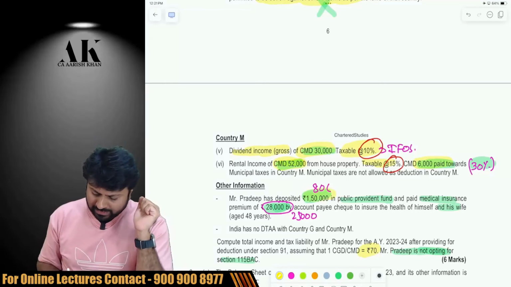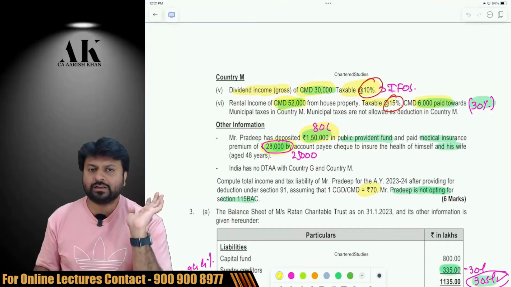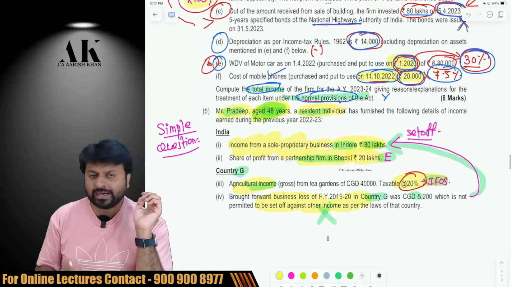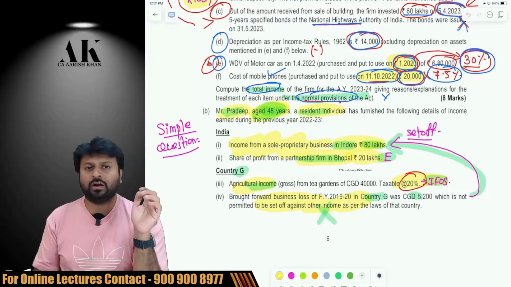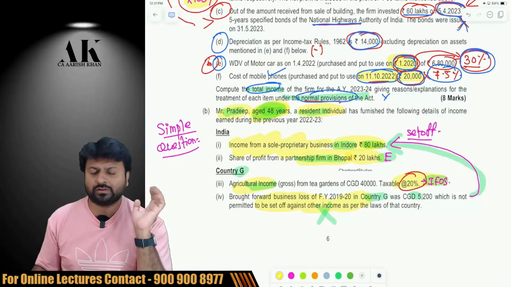Then you will get the PPF deduction, and also the deduction under 80D, but you will get only 25,000 because you are not a senior citizen. You are a resident, but you are not a senior citizen. Therefore, you cannot get the full amount of 28,000. Only 25,000 will be allowed as deduction.